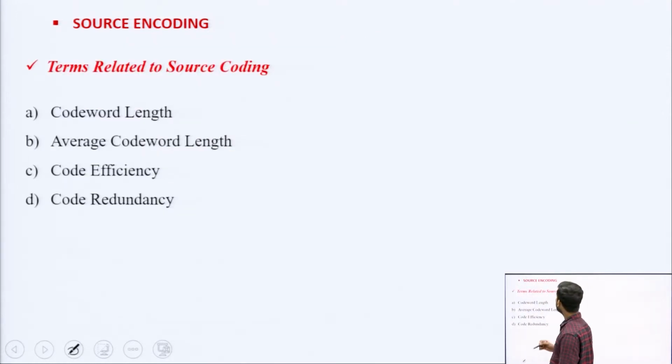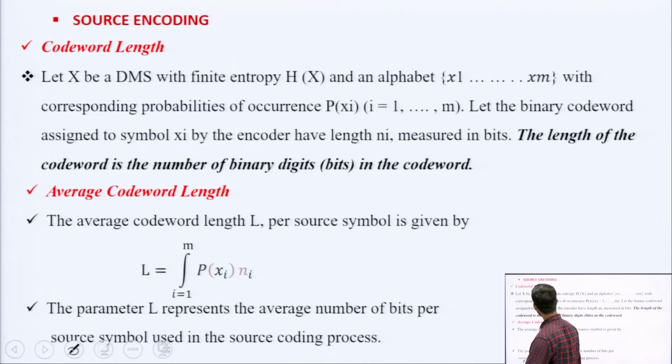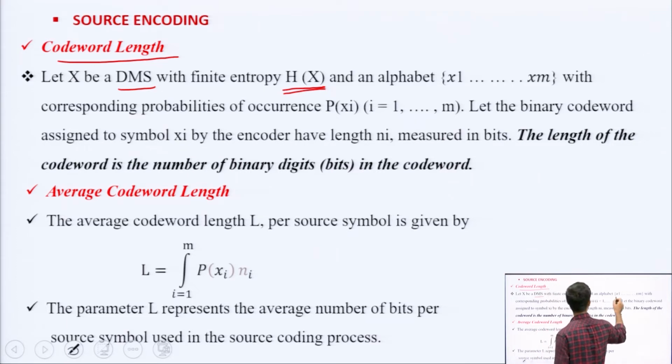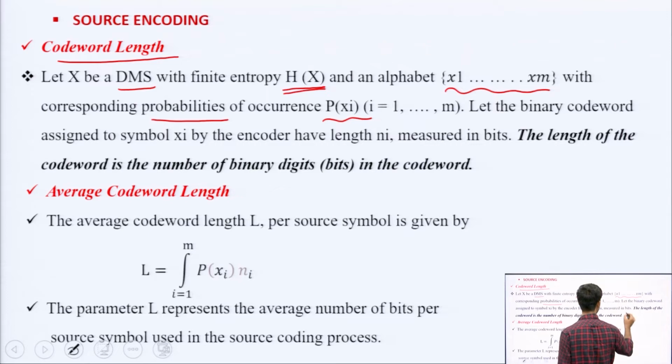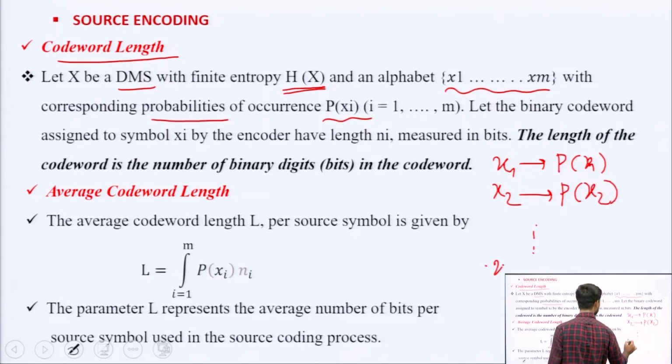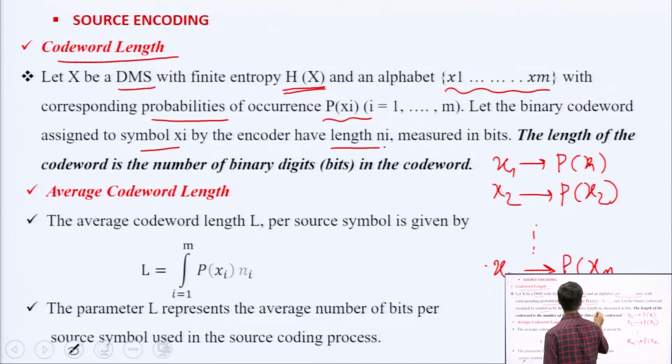Before proceeding to source encoding in depth, some terms related to source coding are code word length, average code word length, code efficiency, and code redundancy. So what is code word length? Let X be a discrete memoryless source with finite entropy H(X) and an alphabet x1 up to xm with corresponding probabilities of occurrence P(xi). That is, alphabet x1 with probability P(x1), x2 with probability P(x2), up to xm with probability P(xm).